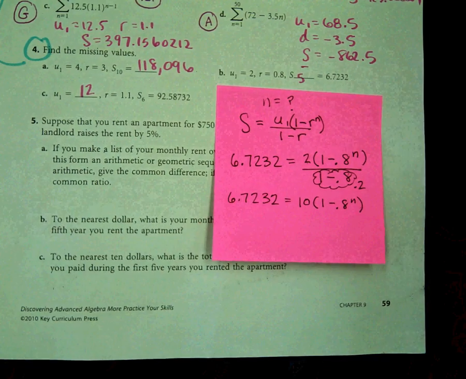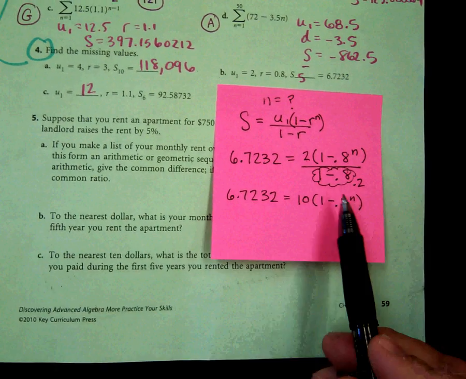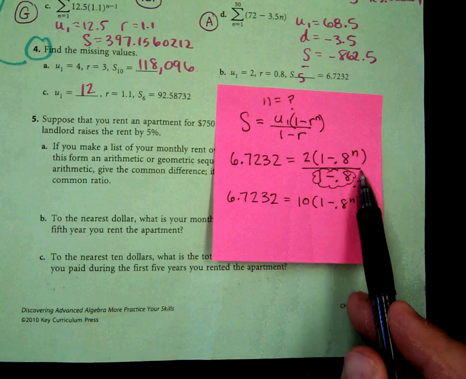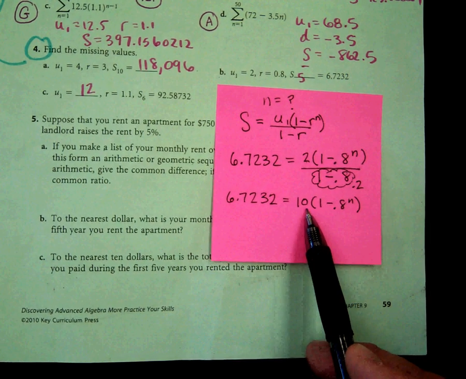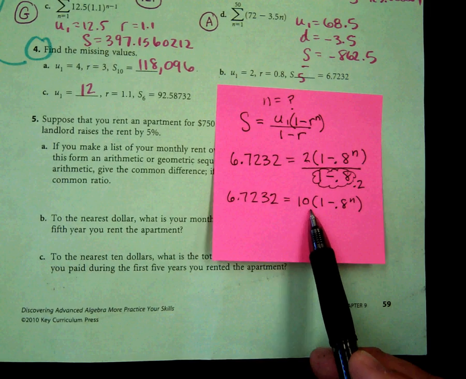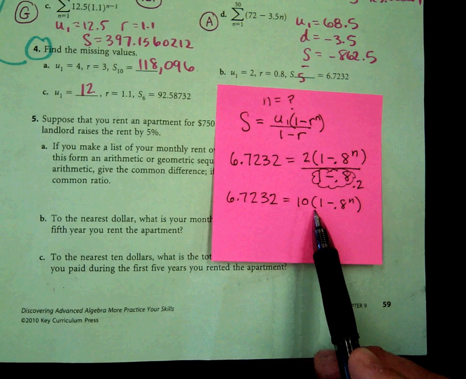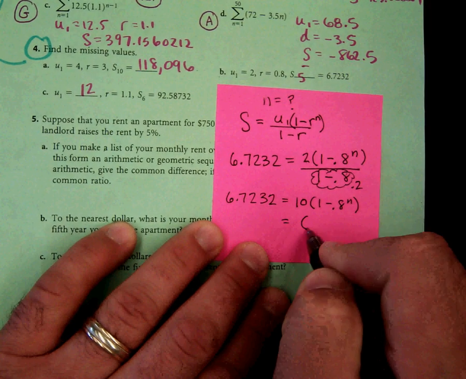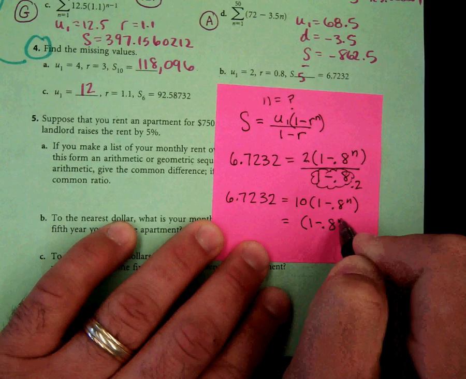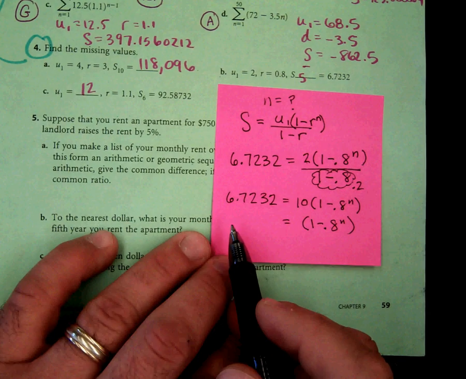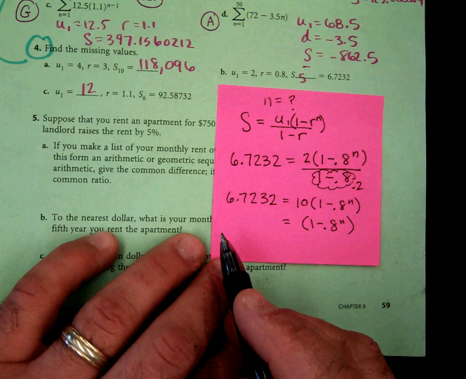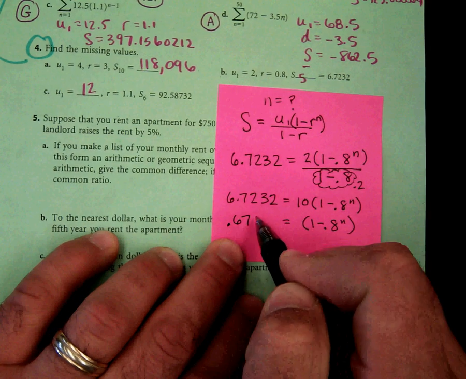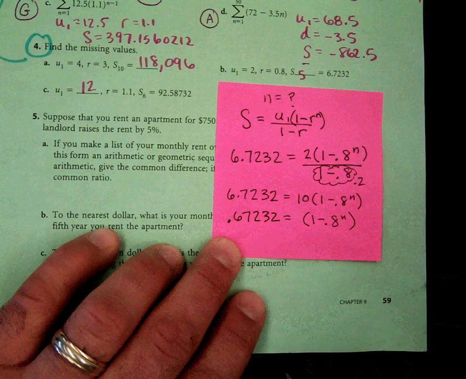We're still solving for n. We did 1 minus 0.8, it was 0.2. We did 2 divided by 0.2, it was 10. See that 10? Not for long. Let's get rid of it. Divide both sides by 10. What is 6 point something divided by 10? 0.67232. See that 1?